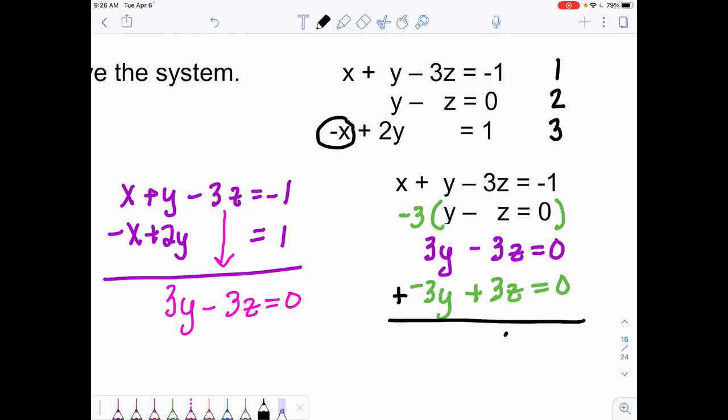I don't think you did it wrong. I just multiplied by a -3 instead of a +3. I don't think you did it wrong though, because you have to subtract your equations.